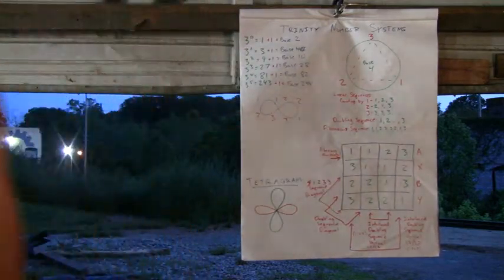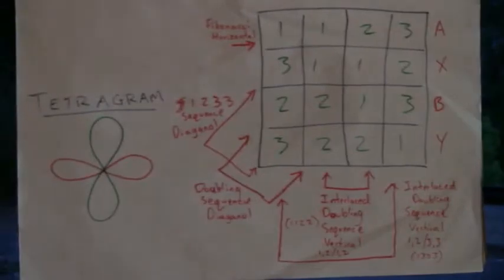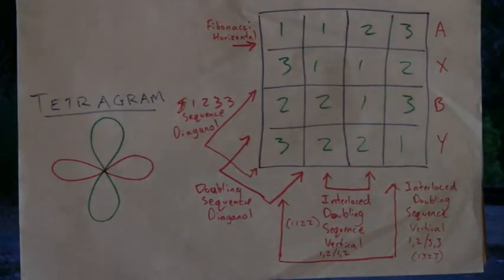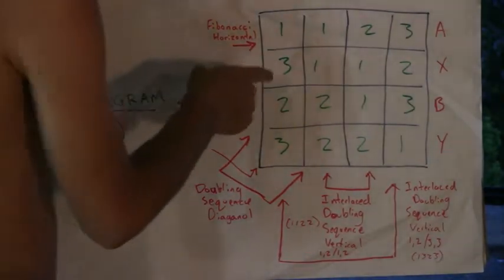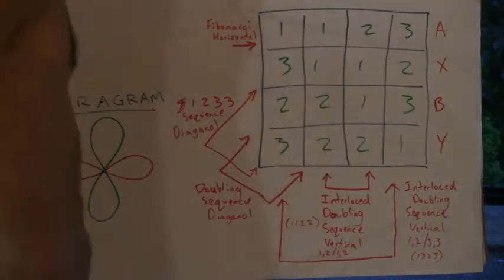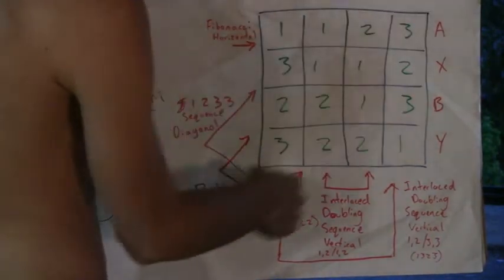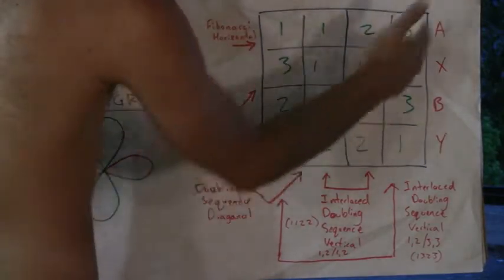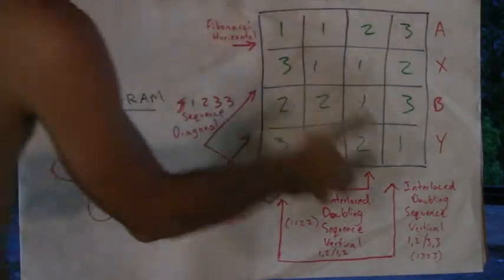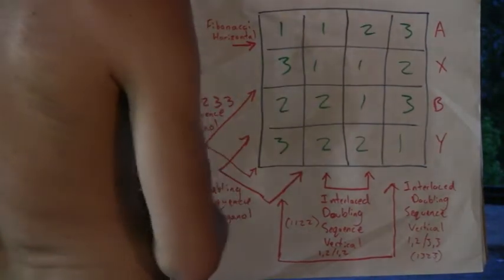I'm going to zoom in on this one as I talk about it. Okay, and so with this, there's all these other patterns in it. The horizontal is the Fibonacci sequence, like I showed. The diagonal right here, we have 2, 1, 2, 1, 2, 1, 2, 1. These are doubling sequences. I've confirmed all the sequences by expanding this matrix. So those are doubling sequences opposing.